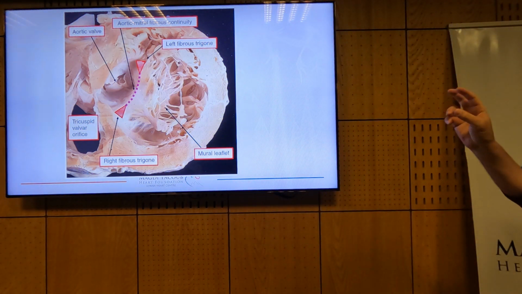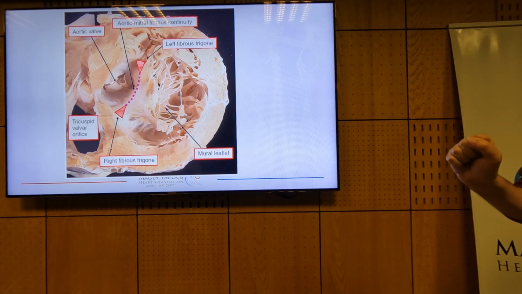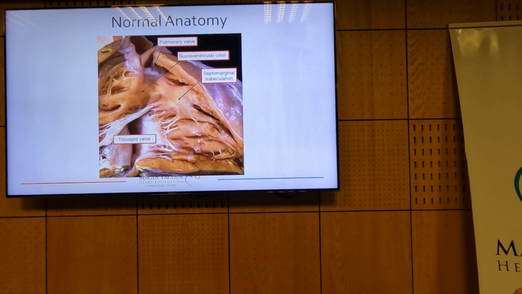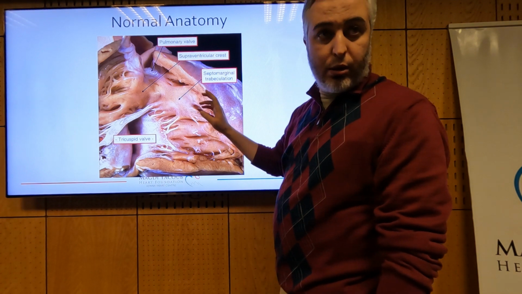You can notice here that the mitral valve is not attached to the ventricular septum. So the mitral valve does not have a septal attachment, as opposed to the tricuspid valve, which is attached to the septum. Okay?